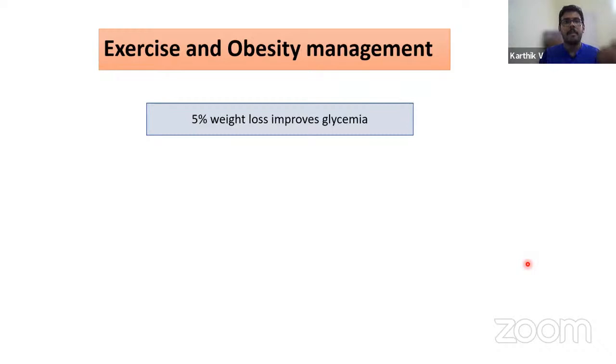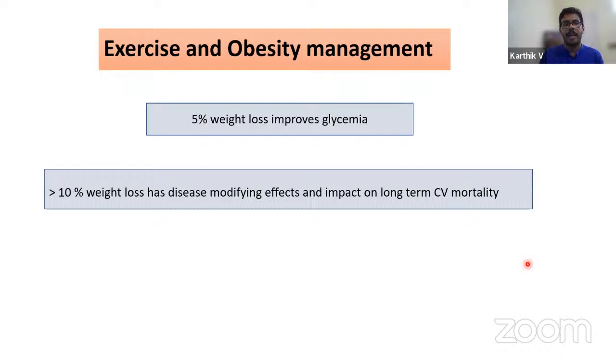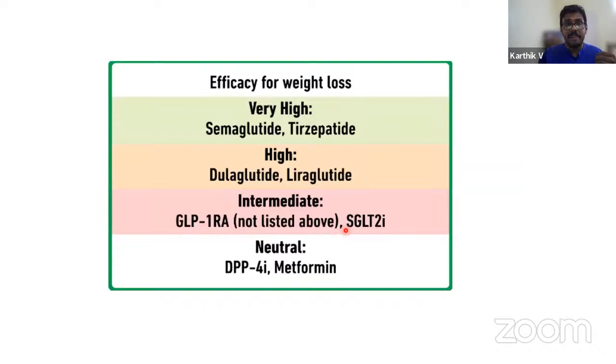Now, exercise and obesity, there has been not much change, and it is mentioned that around 5% weight loss improves blood glucose and more than 10% would have an effect on long-term CV mortality. So they have divided the drugs by their ability to reduce weight. This is a potential MCQ question also.